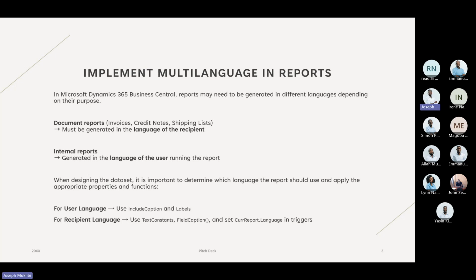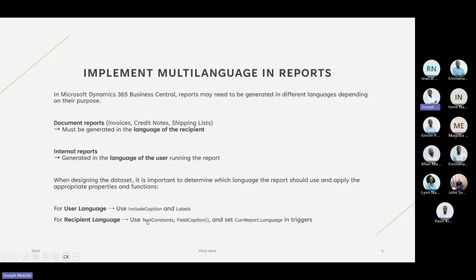But for labels, you will have to just create a file called .xlf file that shows the original, or the English version of the label, and then the translation value. So I'll just show you how you create that .xlf file in Business Central.